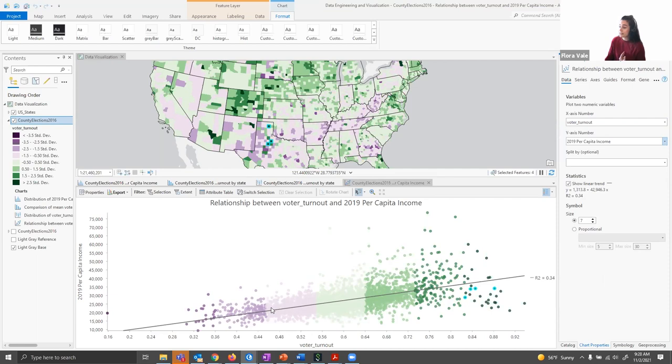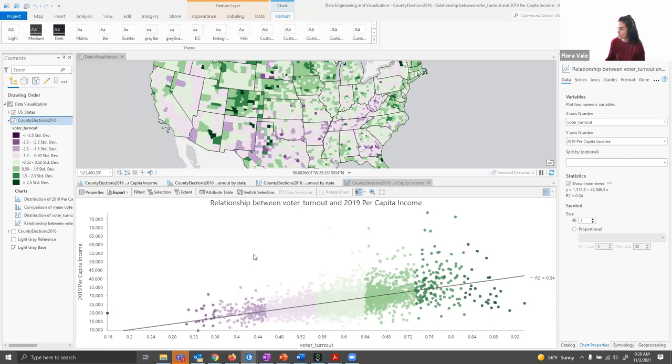And you'll also notice that the points in the chart match the same colors as the counties in the map, since it's a one-to-one, each point being one county. So that's another way to help us include a different variable, maybe to have color as an extra dimension.